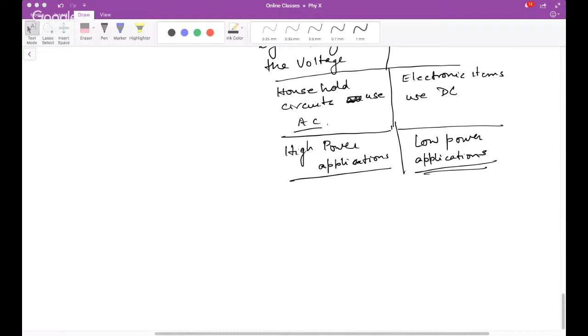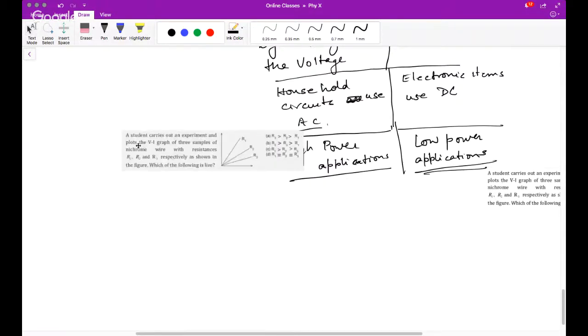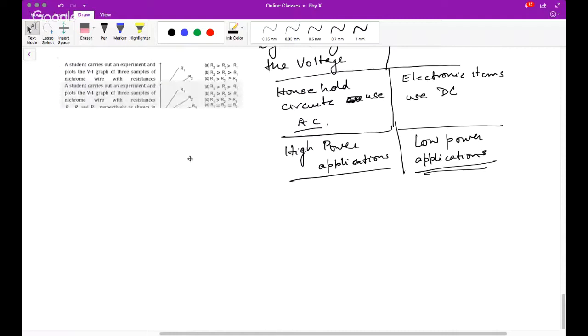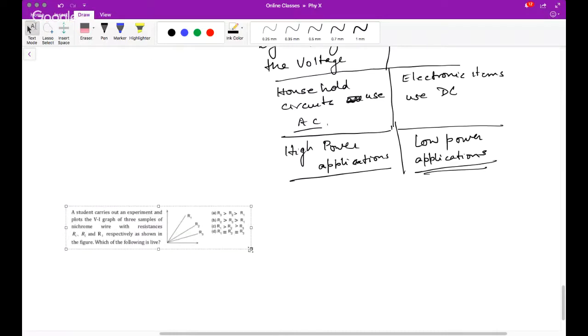Voltage in AC is stepped up using something called a transformer, Ishan. We will not cover the transformer because it's not in your syllabus. We'll take it up in class separately, or I can send you a lecture on that after this class. So do this problem.